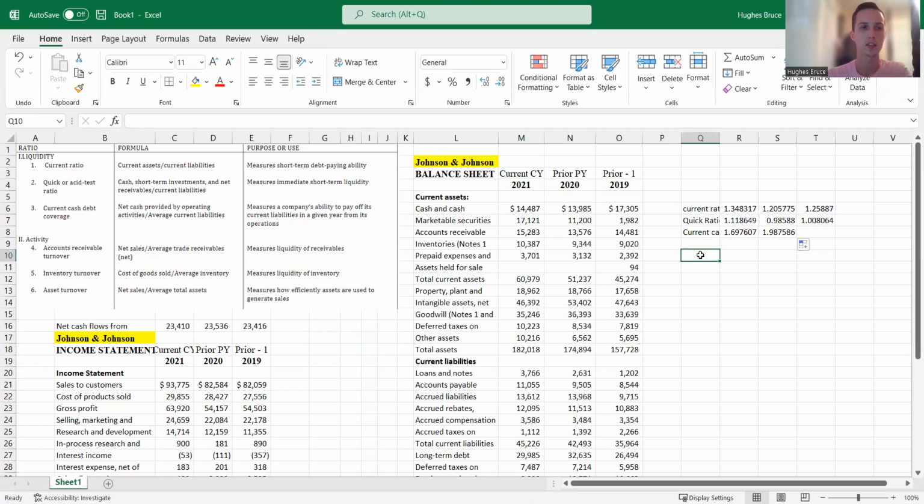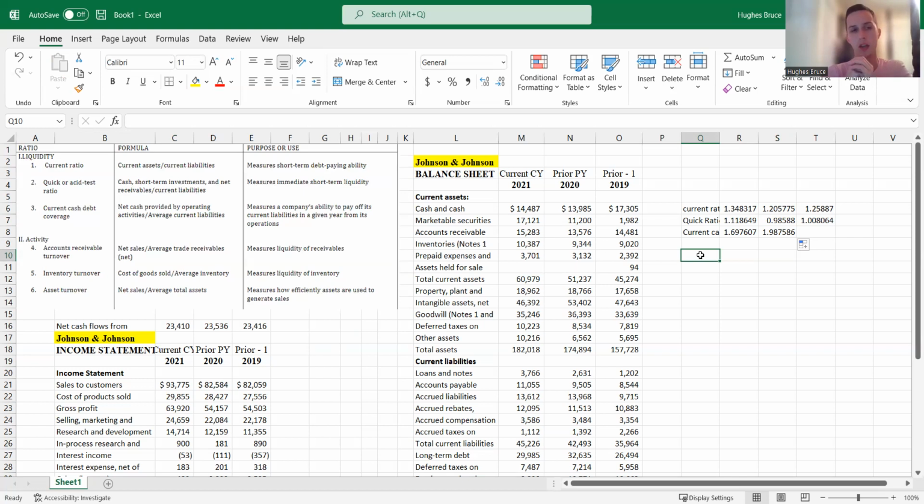Yeah. And so that's the current cash debt coverage ratio. So those are 3 pretty common liquidity ratios. There are a few more, but those are some of the more common ones. And so onto the activity ratios.